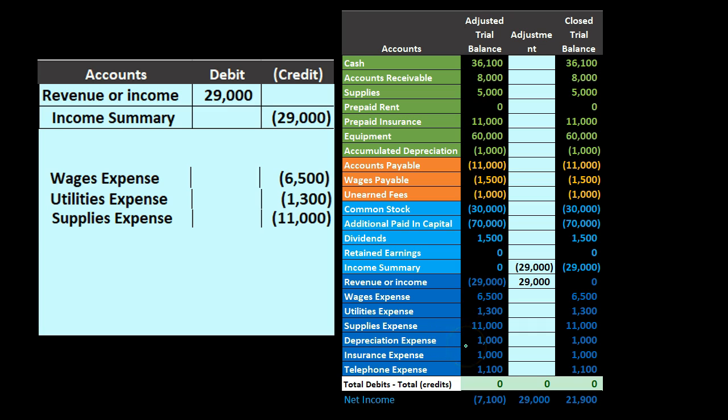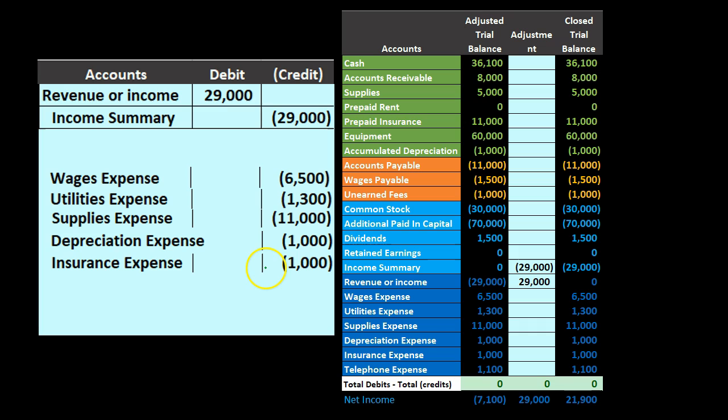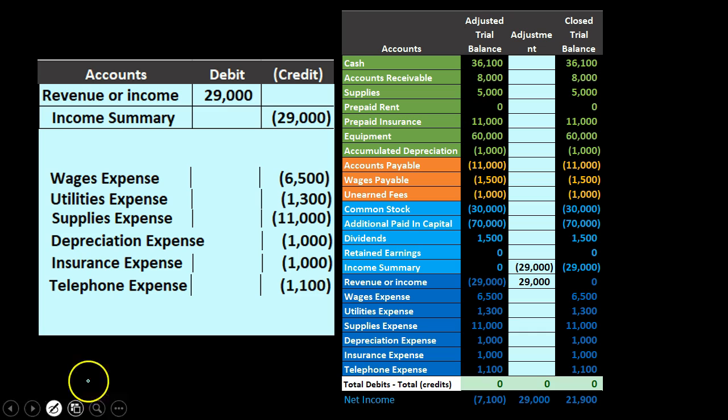The next one, depreciation, $1,000. We're going to credit it $1,000. The next one, insurance, has a debit of $1,000. We're going to credit it $1,000. The next one, telephone expense, has a debit of $1,100. We're going to credit it $1,100. Now we'll go ahead and worry about, well, how are we going to be in balance here? So we've done that.